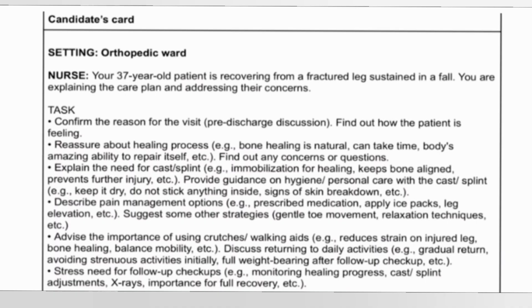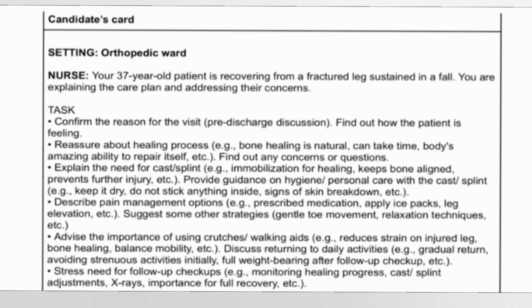Like, first of all, the prescribed medicine which you have been given, please take it properly. Secondly, apply ice pack over the fracture area. Thirdly, there must be leg elevation to prevent any kind of swelling. So these are the things which help during the pain management.